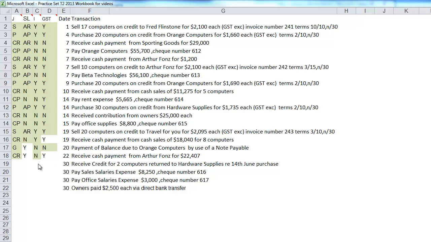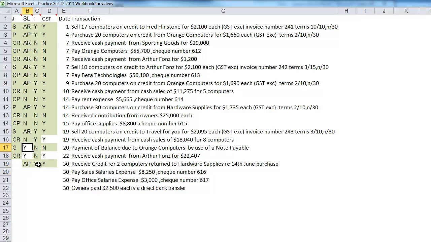So what's this going to impact upon? Well, it's going to impact upon our inventory. So yes, our inventory is going to go down. Will it impact upon GST? Yes. When we made the purchase, we also had to add an amount for GST on top of that. So now we're going to have to take that amount off. So GST will be involved. Will it involve a subsidiary ledger? Yes. It will be the accounts payable subsidiary ledger.